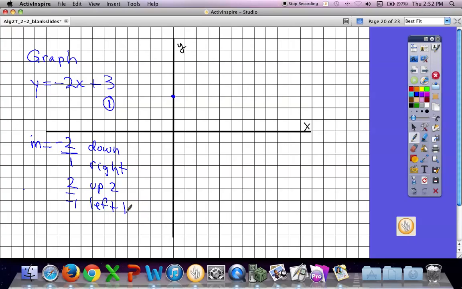So let's finish this up. From this point, we're going to go down 2, right 1. That would be here. If we'd followed these directions, we would go up 2 and left 1, right? But it doesn't matter because it's all on the same straight line, right?